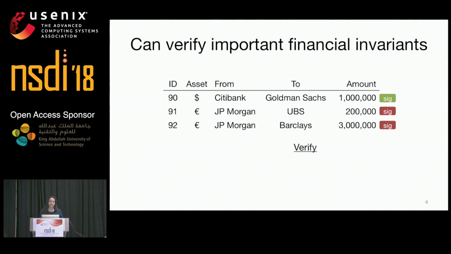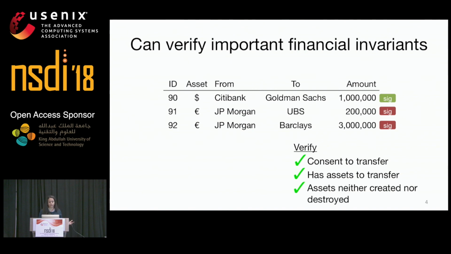There are important financial invariants to maintain in these ledgers, which are the following. First of all, we want to make sure that the spender has actually consented to the transfer. And like I said before, we can use digital signatures to achieve that. But we also want to make sure that the spender actually has the assets that they are transferring, and that assets are conserved. They're neither created nor destroyed in the process of these transactions. In the case of a distributed ledger, everyone can verify and validate transfers by actually looking at the ledger and making sure that these properties are maintained. If the ledger is being maintained by an exchange or a single party, then they can do it.